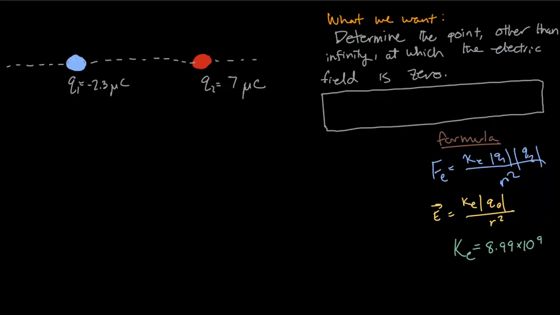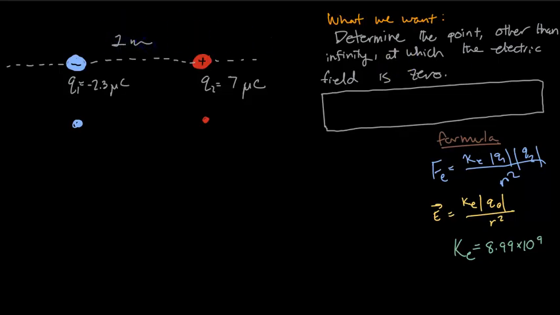So today we'll be solving for the point other than infinity at which the electric field is 0. Just to visualize this, we have a negative particle and a positive particle, and they are both 1 meter apart.